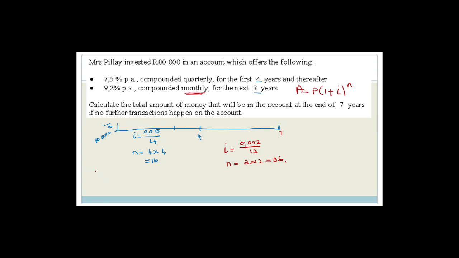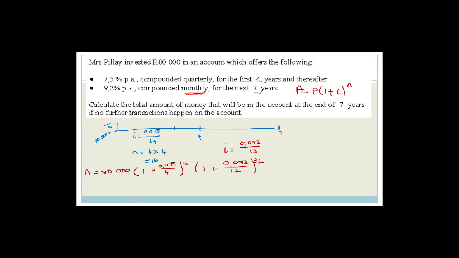So A is going to be the 80,000 multiplied by this first lot, which is (1 + 0.075/4) to the power of 16. And then that all is going to be the principal that comes through. So we have (1 + 0.092/12) to the power of 3 times 12, which is 36.